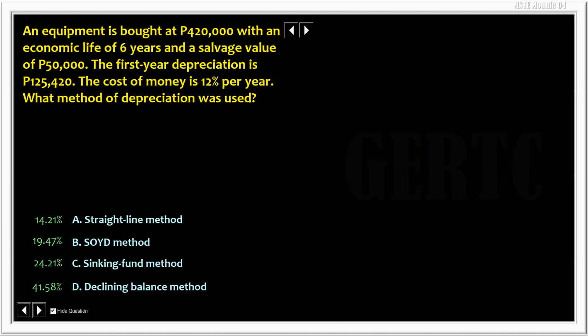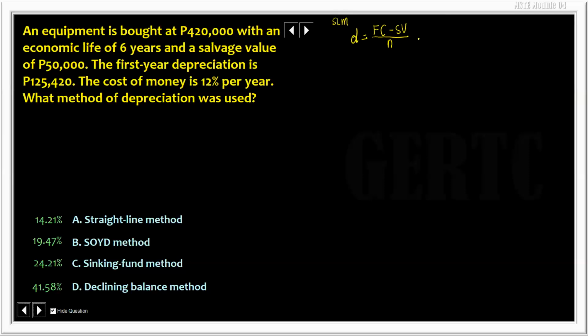So how to solve this problem? Well, we have to do trial and error here. Let's say the straight line method first. The yearly depreciation using the straight line method is D equals FC minus SV all over N. The total depreciation is first cost minus salvage value. If we divide that by the economic life, or total number of years, the result is the yearly depreciation. Again, this is for the straight line method.